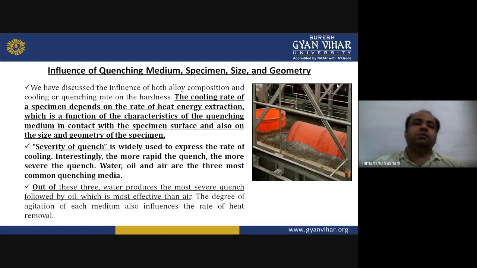The influence of quenching medium, specimen size and geometry. In earlier discussions we have discussed the influence of both alloy and alloy compositions and cooling or quenching rate on the hardness. When we were studying hardenability and hardness, we discussed all of this. From that we say that the cooling rate of a specimen depends on the rate of heat energy extraction, which is a function of the characteristics of the quenching medium in contact with the specimen surface, and also on the size and geometry of the specimen.